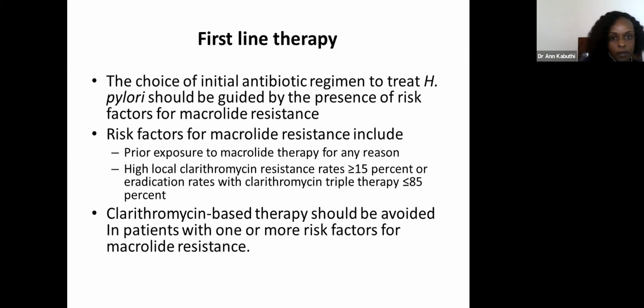So the choice of initial antibiotic regimen should be guided by the presence of risk factors for macrolide resistance. The risk factors for macrolide resistance include prior exposure to macrolide therapy for any reason. And the macrolides here include clarithromycin, azithromycin, or erythromycin.